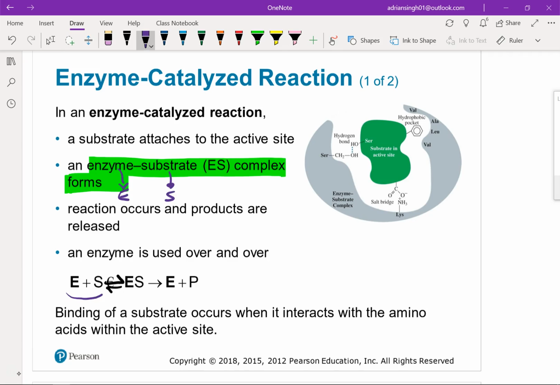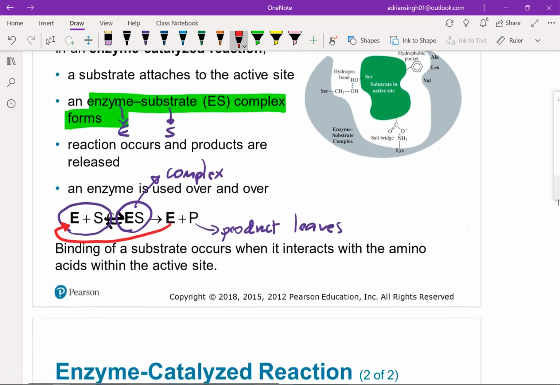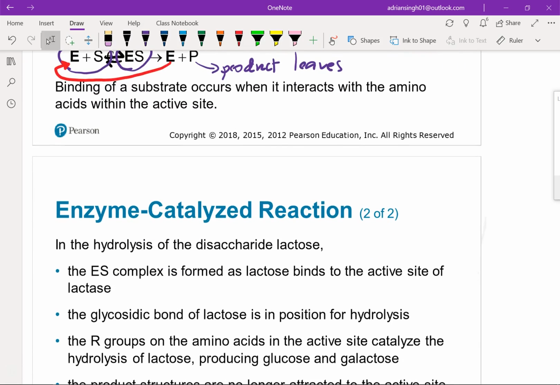All right, so your enzyme and substrate come together. We form our enzyme substrate complex. The enzyme does its thing, converts the substrate to product, and then the product here, P, leaves. And then that free enzyme now can go back in and start this process over and over again. Right, that's a simple way by which we can describe an enzyme catalyzed reaction.